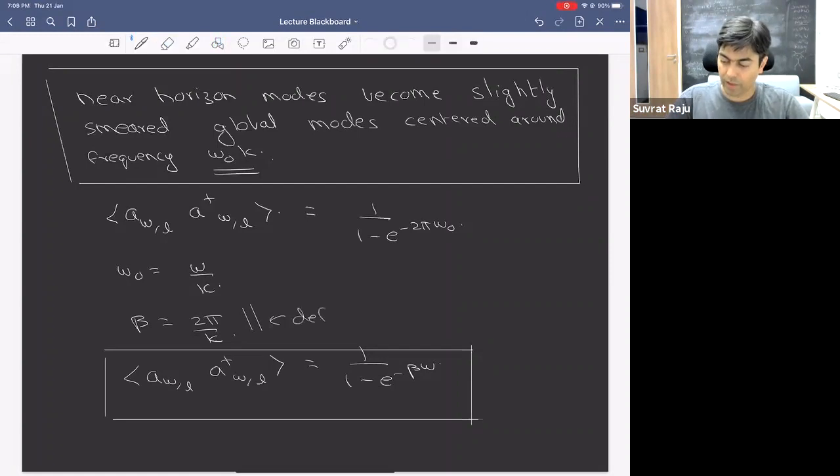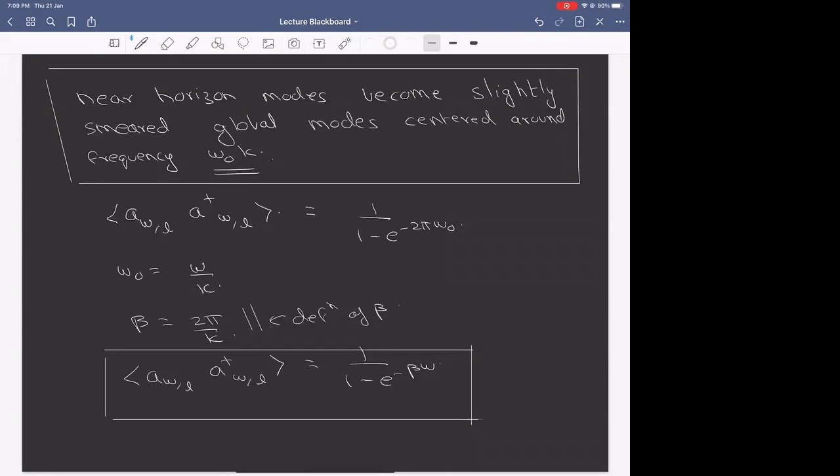This is the definition of beta. And with this definition of beta, you see that the modes are thermally occupied. Of course, this beta is the inverse temperature, because from the fact that you have these modes which are thermally occupied, you can interpret beta as the inverse temperature of the black hole. But you see that just from putting together the results that we had for near horizon modes and the near horizon expansion of the fields, we find that the global modes with frequency omega and L, provided you smear them a little bit, have an occupancy which is exactly what you expect a thermal occupancy to be. Okay.